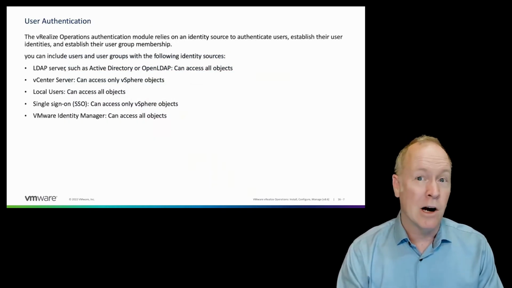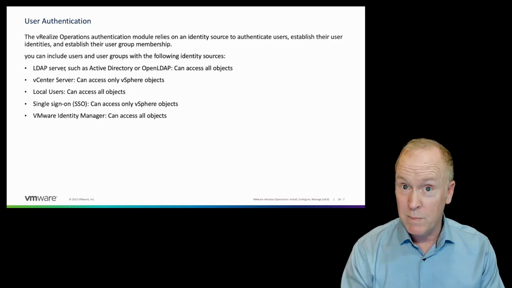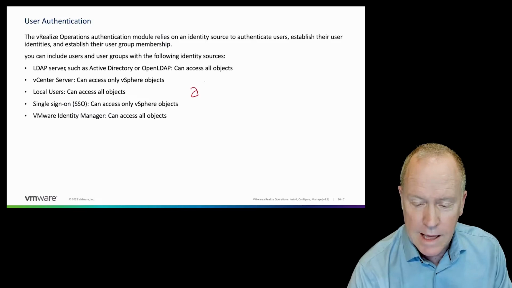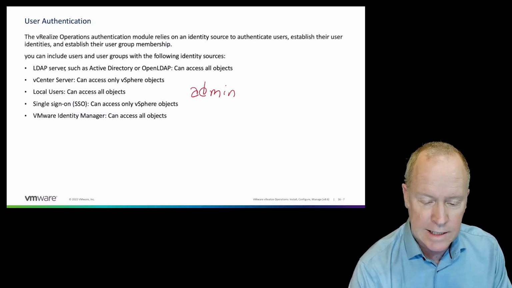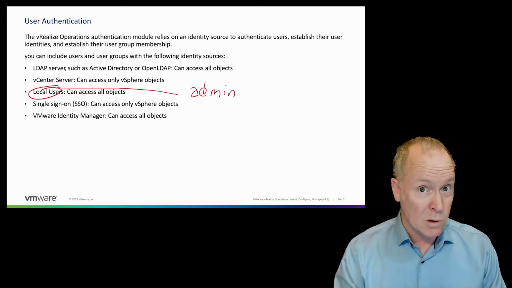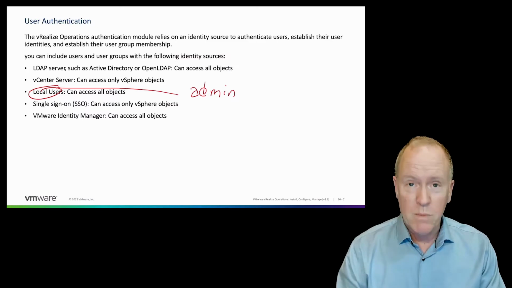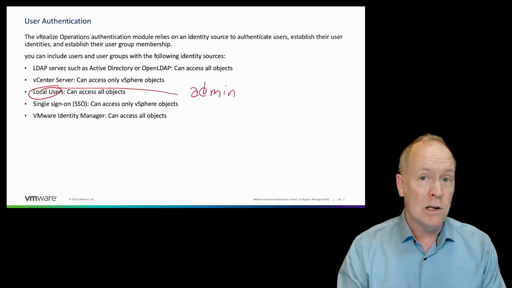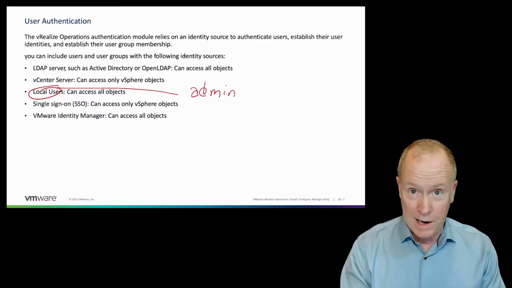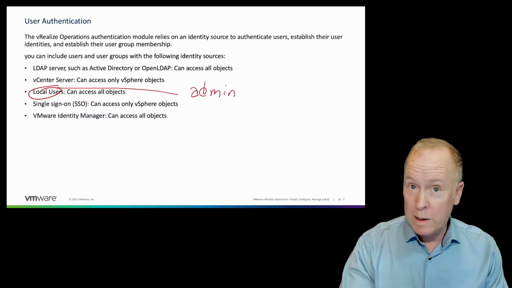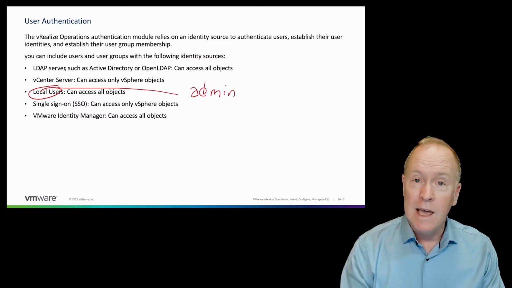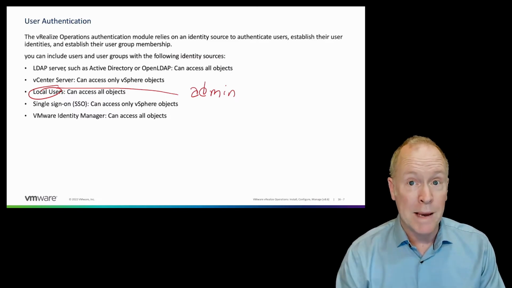vRealize operations can authenticate a variety of different types of users. So far in the labs, you've been logging in as an account called admin. That admin account is an example of a local user. You can create additional local users if you choose to. Alternatively, you can use other types of users that already exist in systems such as LDAP, Active Directory, Open LDAP, vCenter Server, vSphere Single Sign-On, and VMware Identity Manager.